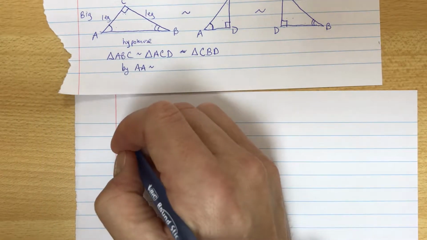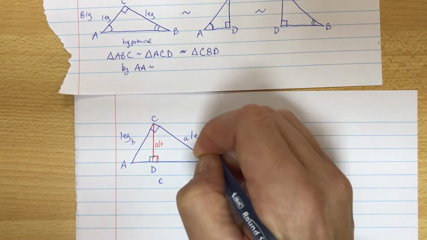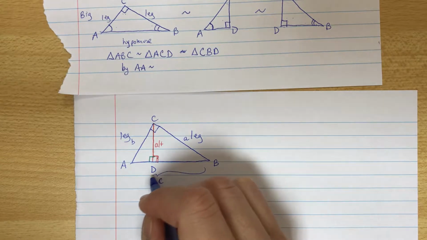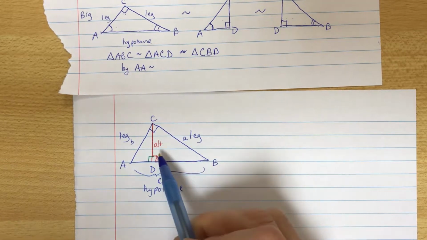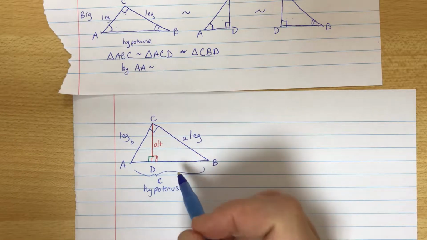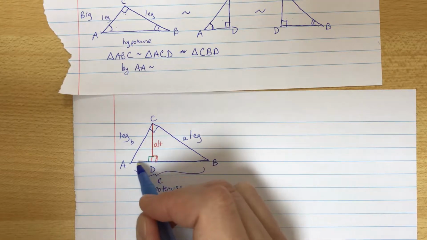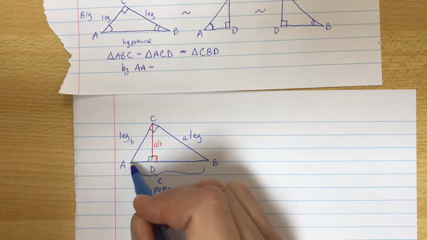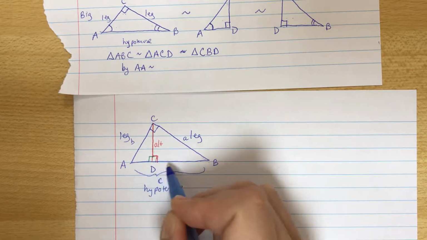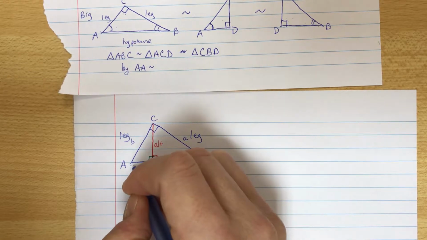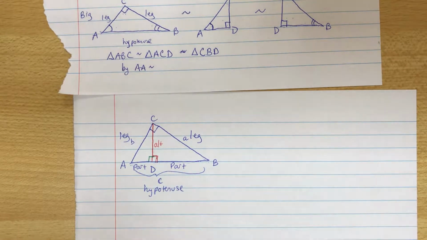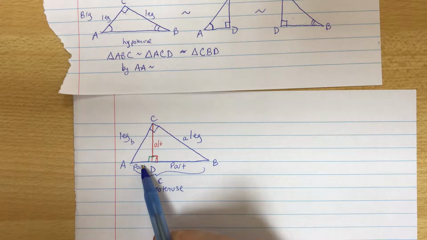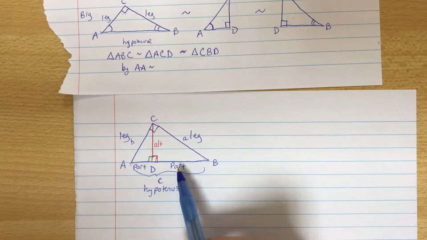Now, labeling, we have a leg, and then this whole thing here, that's the hypotenuse. We have the altitude. The other thing we're going to label is that when the altitude hits the hypotenuse, it breaks AB into 2 parts. I'm going to call these part and part. Now, they're not the same. We don't know that they're the same, so this is just a part, and this is a different part.